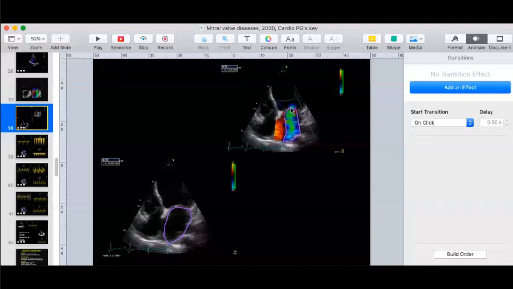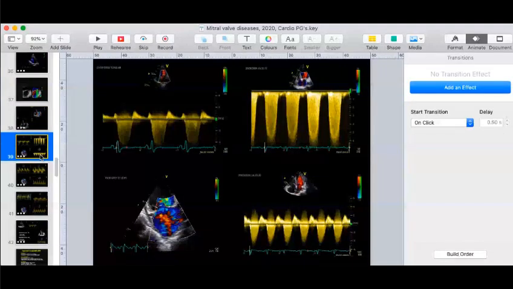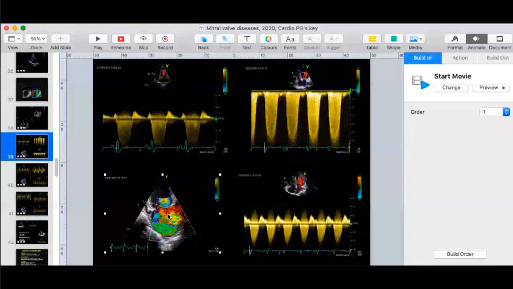Now, what is being shown here? Spectral density. Okay. So what Doppler is this? Continuous Doppler. So this is another method to assess severity of MR looking at continuous wave Doppler. So how would you describe this? What sort of MR is this? Severe MR, sir. Severe MR.